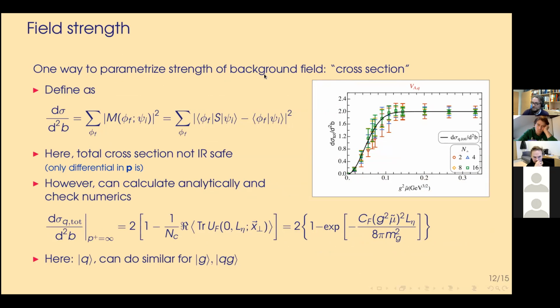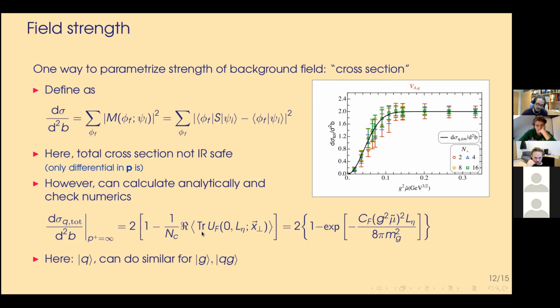One way to parameterize the field strength is to calculate a cross-section. Here I put cross-section in quotes, although it is defined explicitly the way you would define a cross-section. It's not really, in this case, a very physically meaningful quantitative calculation. In particular, it's not infrared safe. What would be infrared safe is a differential cross-section for getting a certain pT kick, but the total cross-section here is not infrared safe. But anyway, we have a model where it's on the lattice, it's regulated, so we can calculate it numerically, and we can calculate it analytically.